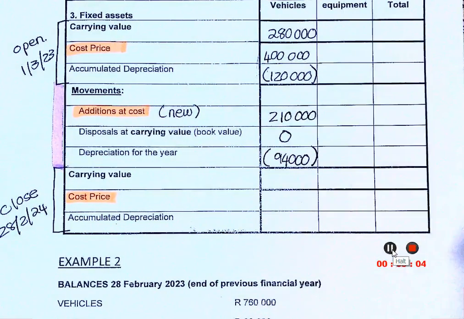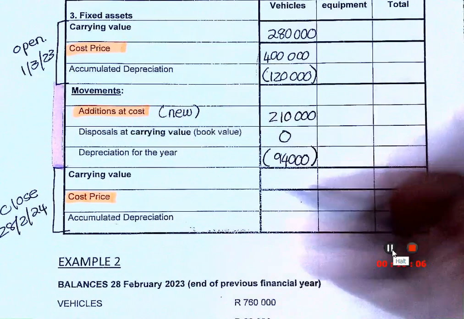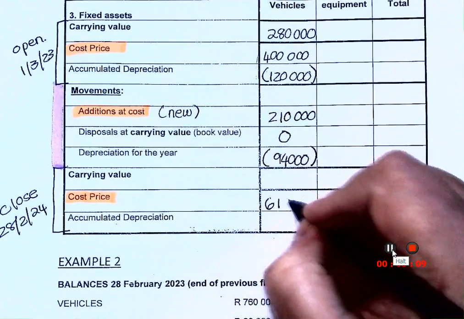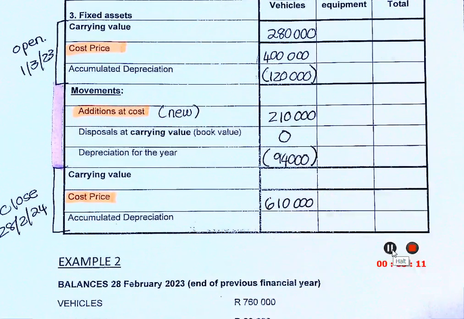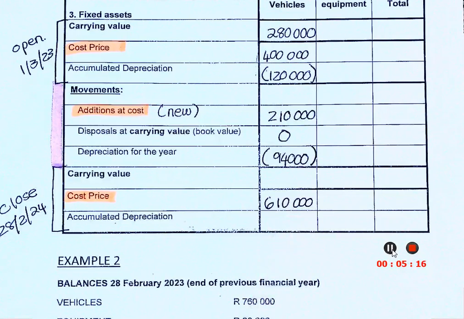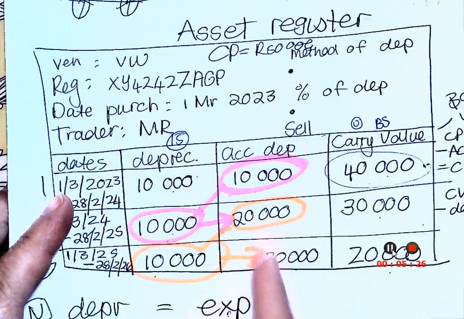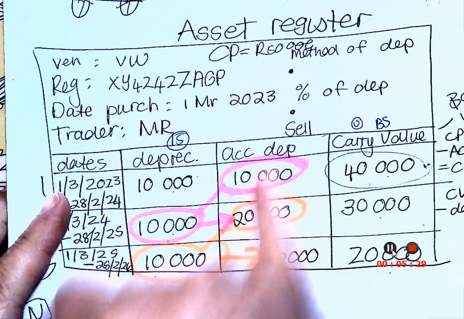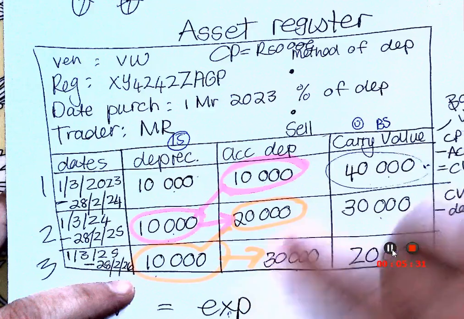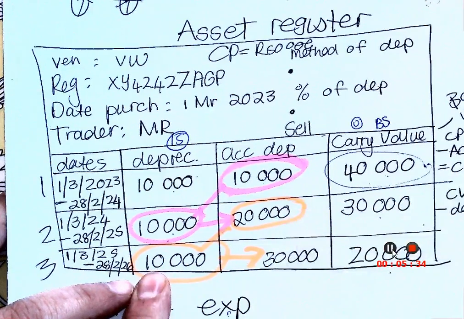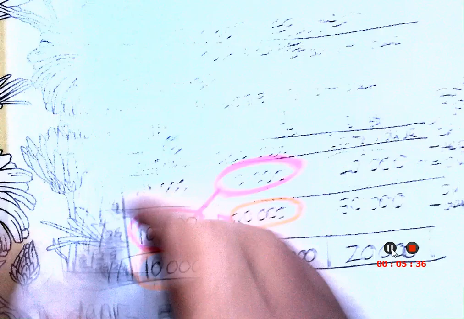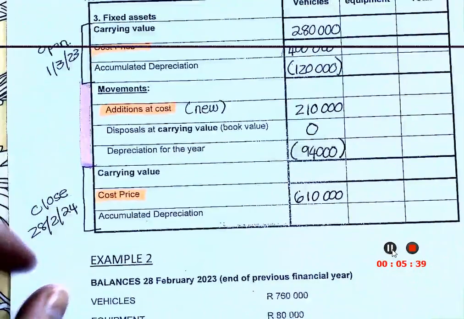Okay, so if I add those two, the 400 and the 210, it gives me 610. Now the same is also true with this accumulator. Because what is accumulated depreciation? If I go back here, remember, accumulated is year 1, year 2, year 3. Every year I take the old accumulated plus the new depreciation, which gives me the new accumulated. So I'm going to do exactly that here.